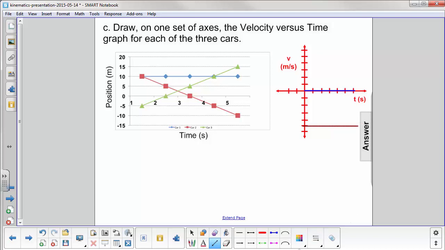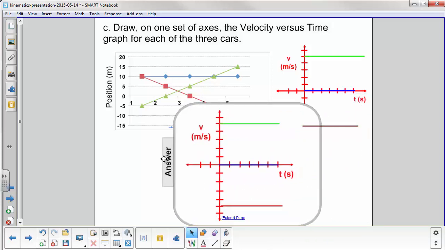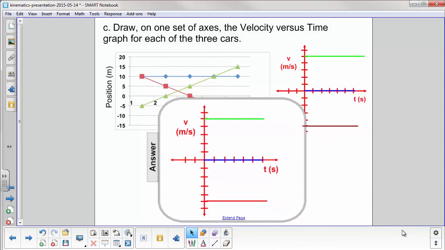Now we're going to go to car number 3, which is kind of a light green line, and we found out that that was a positive 5 meters per second. And again, it's constant, so we go on the velocity time graph, 1, 2, 3, 4, 5, and we draw that like so, and now we check our answers. And that's exactly what we obtained.